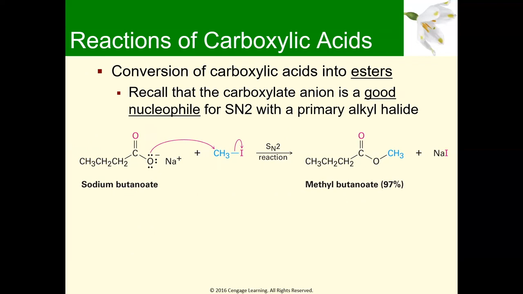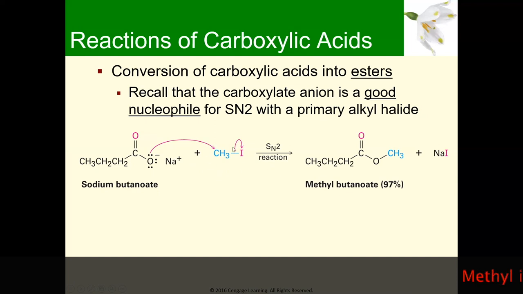So, conversion of carboxylic acids into esters. Recall that the carboxylate anion is a good nucleophile for SN2 when it's reacting with a primary alkyl halide. So that's kind of one of the limitations. This works really well if the ester is being formed with a primary alkyl halide, like iodomethane, like this one. Okay, it works pretty well, but that efficiency quickly runs away if you use anything other than a primary alkyl halide. Okay, so again, we're just listing all these different ways we can transform carboxylic acids. We mentioned two of them now.